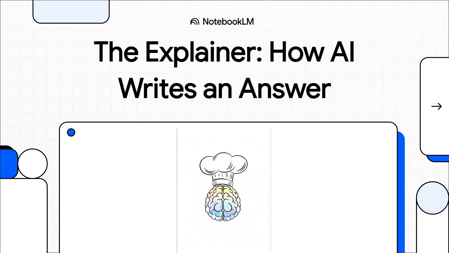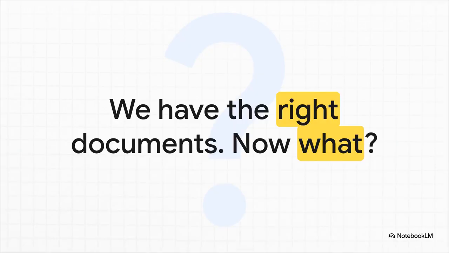But how does it actually use that information to write something that makes sense? Today, we're going to break down that exact moment of creation. Okay, so picture this. The AI has done its job. It's found the perfect documents to answer your question. Awesome. But now what? You've just got this digital pile of pages. The real magic, the part we're interested in, is what happens next. How does it go from that raw information to a clean, useful answer?